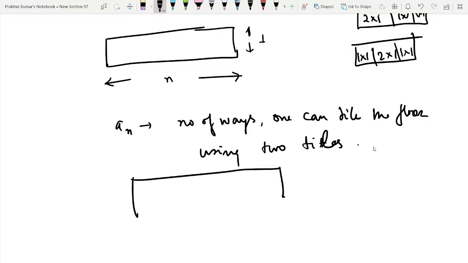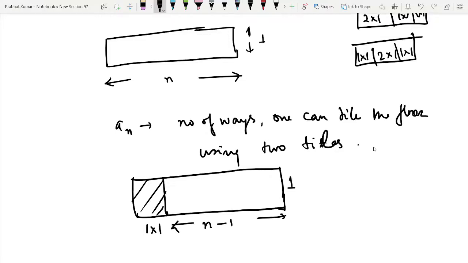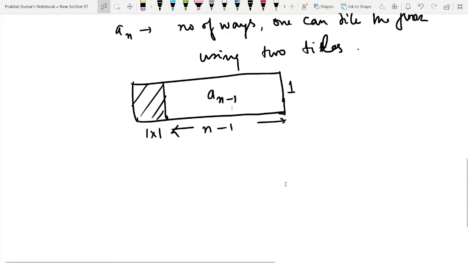So suppose we approach the solution in this way. In the first case, we first put a 1 cross 1 tile here, right? Obviously this remaining space is n minus 1 times 1, so automatically this space can be filled using n minus 1 ways. According to our given notation, it can be filled in a n minus 1 ways.